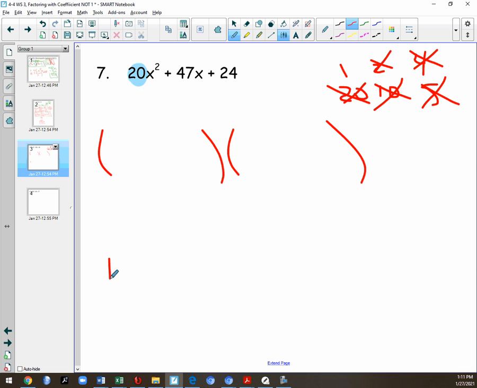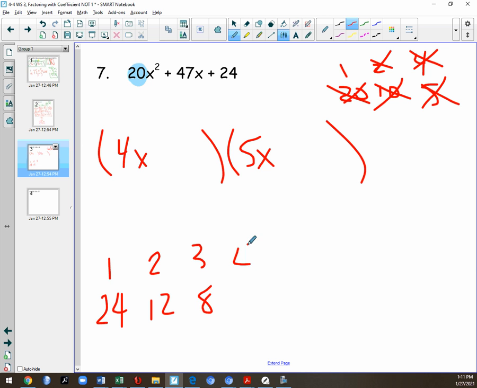Factors of 20 we already have up there, so I'm going to use my middle ones, 4x and 5x. Factors of 24 are 1 and 24, 2 and 12, 3 and 8, and 4 and 6. Now remember, I said to always use your middlemost factors. Well, if I put a 4 here, I'm going to have a GCF. If I put a 6 there, I'm going to have a GCF. That says you can't use those ones.